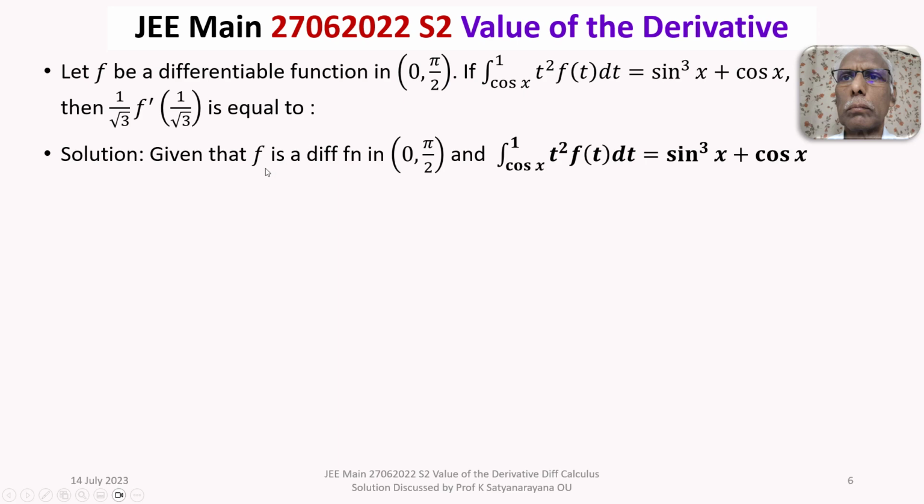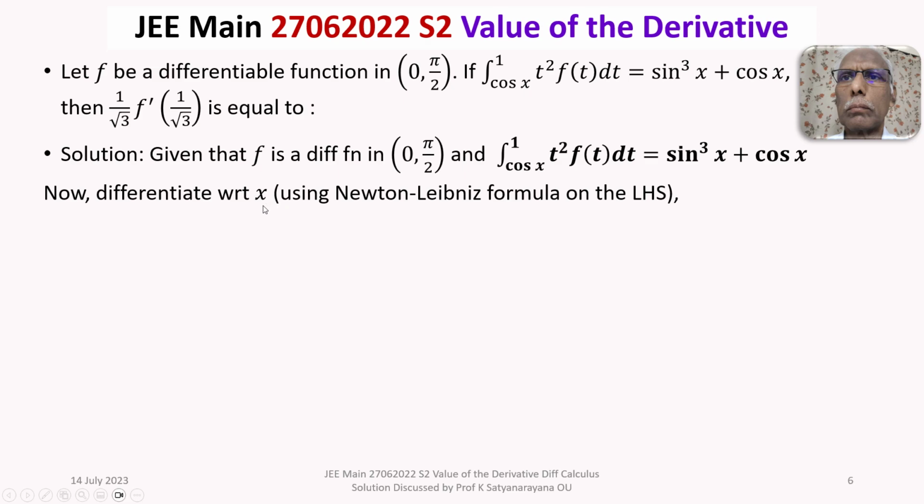We are given f, a differentiable function in the open interval 0 to pi by 2, and the integral from cos x to 1 of t square f of t with respect to t is equal to sin cube x plus cos x. Now differentiate with respect to x, and while differentiating under the integral sign with the given limits, for that we use the Newton-Leibniz formula for this on the left hand side.